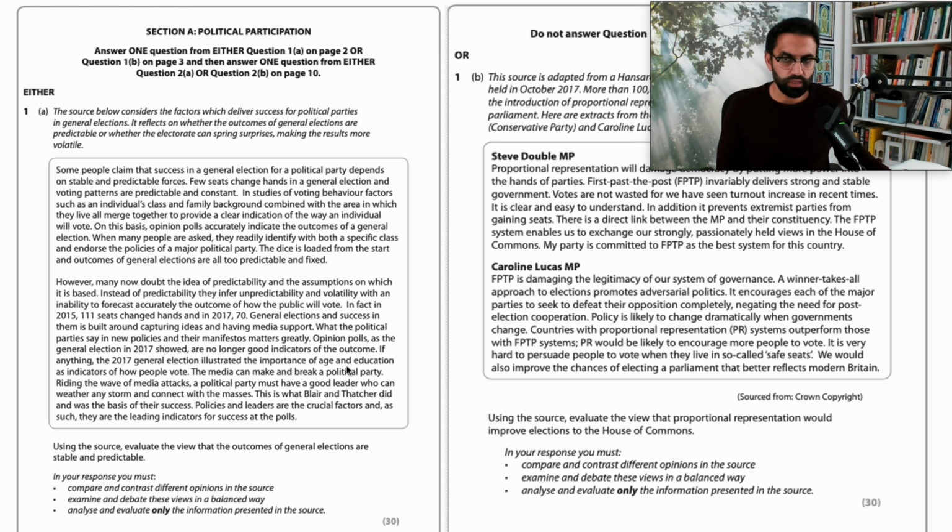Choose your source based on the question. So always look at the question first and ask yourself, can I answer the question? As I said, you're only concerned with what is within the box. You don't have to worry about what is either side of the box.